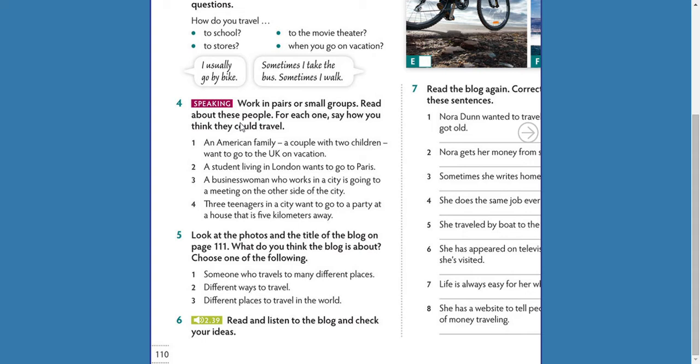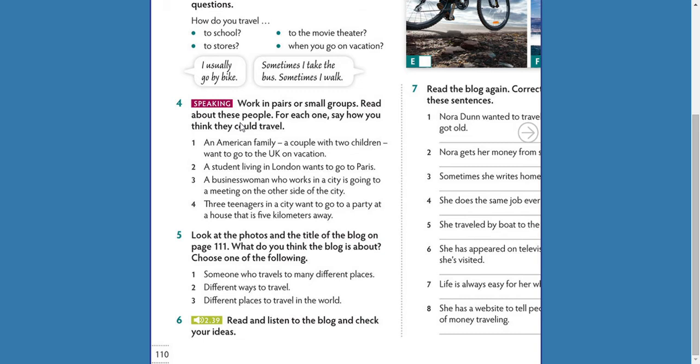So you can imagine, no? They can travel. Number 2, a student living in London wants to go to Paris. Okay, London and Paris. How do you think this student can go to this place from London to Paris?